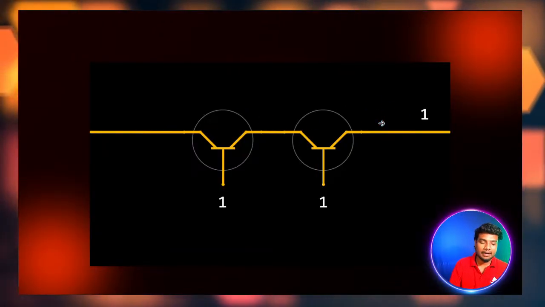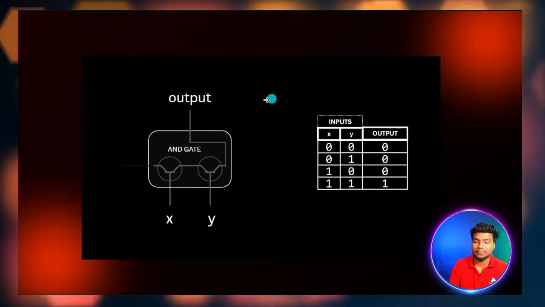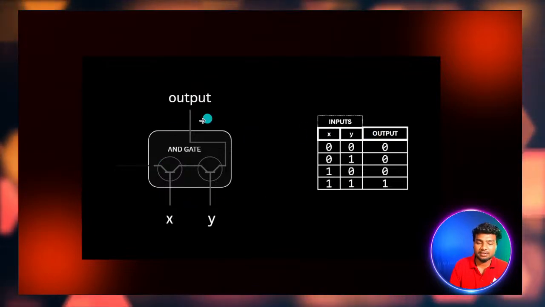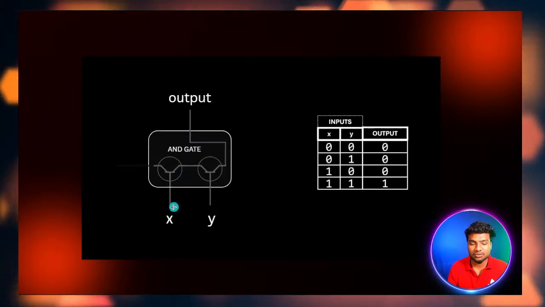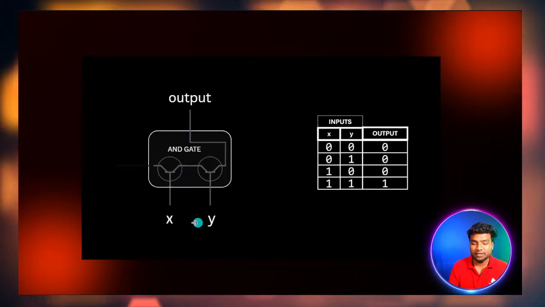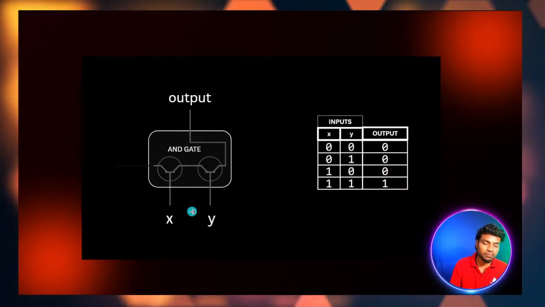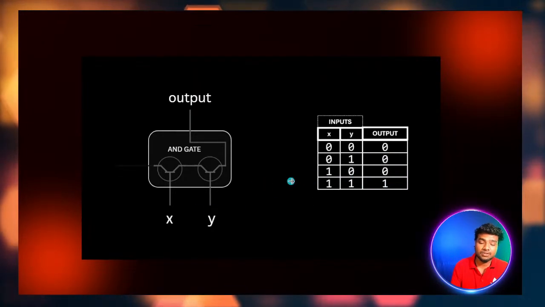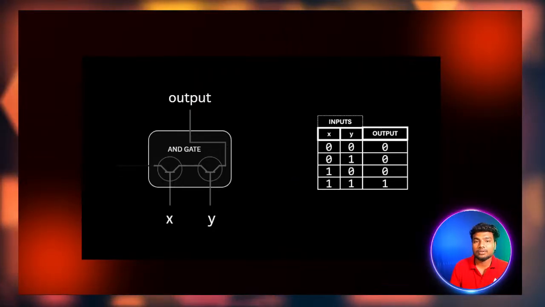So this is an example of an AND gate, as I already said. We can make the truth table based on this circuit. The AND gate has two transistors and two inputs, x and y. If both inputs are 0 0, you will get 0 as output. If both inputs are 1 1, you will get 1 as output. Otherwise, if either x or y is 0 or 1, we will get 0 as output.